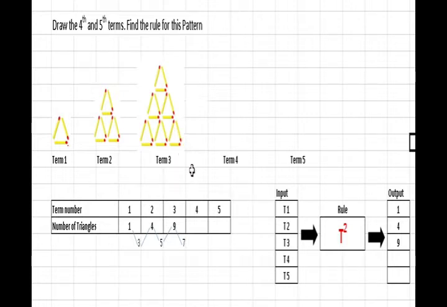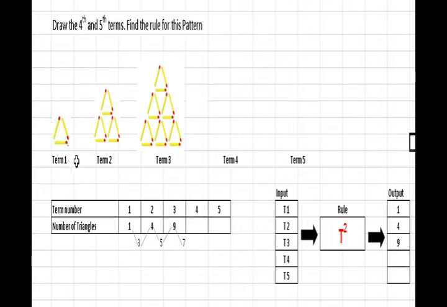It's an important piece of information, and it's going to help us to know how many rows there's going to be in the 4th term and the 5th term. So term 1, 1 row; term 2, 2 rows of triangle; term 3, 3 rows of triangle. So in term 4, there should be 4 rows of triangles. All right. And how many rows of triangles do you think is going to be in term 5? That's right, 5 rows of triangles in term 5.